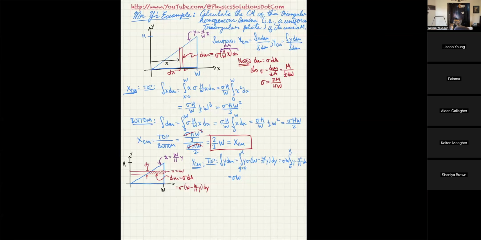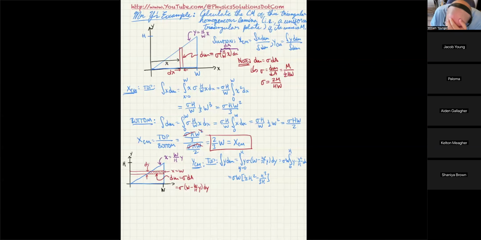So the integral is the sigma times the w still there. The integral of y becomes 1 half y squared. So that's going to be 1 half h squared. And then the integral of y squared is going to become 1/3. So that's going to be negative h cubed over 3h. Oops, that's supposed to be a 3. Over 3h, like that. And of course, the 0 side of the integral gives you 0.